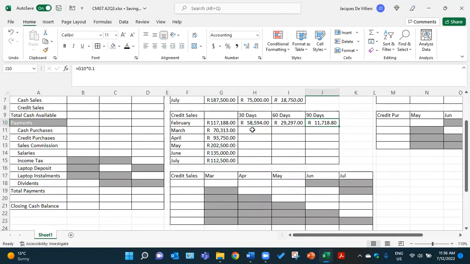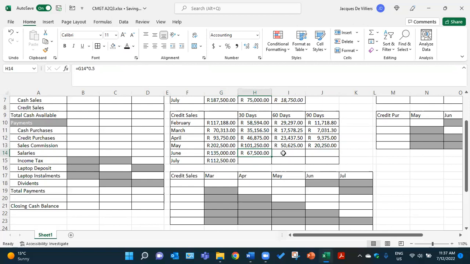Okay, same for March. So March, 50% in 30 days, 25% in 60 days, 10% in 90 days. So now for March, this will be April, May, June. So there's two amounts that's still going to come in from our March sales. In April, we have our 30, our 60, and our 90-day sales. Okay. Then with May, we do the same thing with April, we do the same thing.